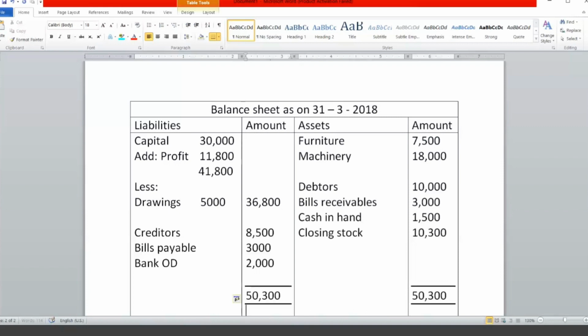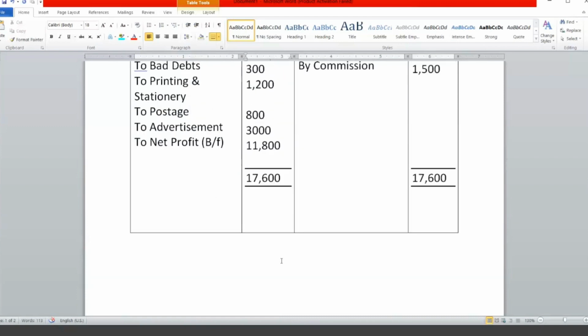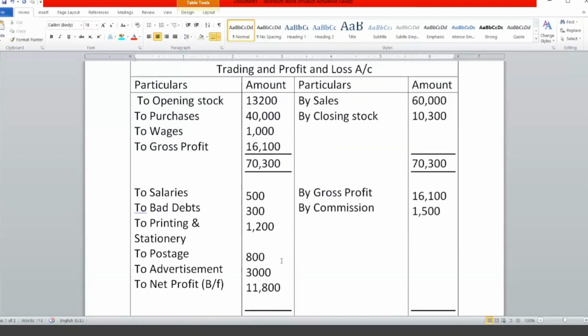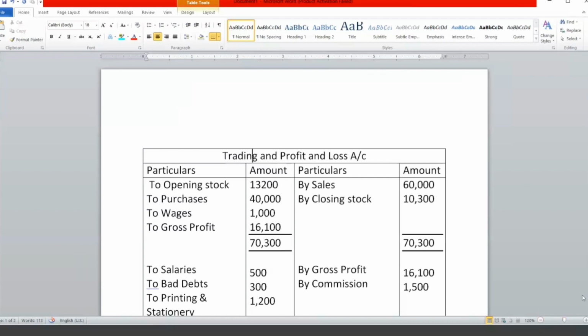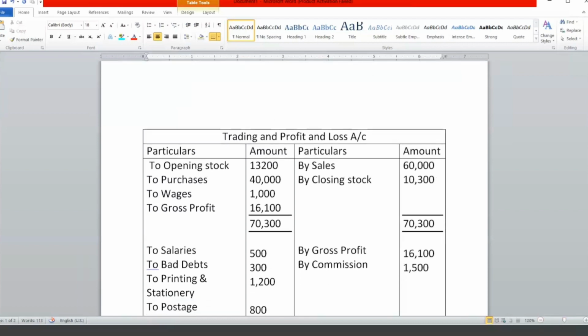So this is how you prepare the trading and profit and loss account and balance sheet. Hope all of you understood this. Please have a look at this. First check the question and cross verify which transactions will come in the trading account and which you can find in the profit and loss account. According to that, if you mark it, it will be very easy for you to complete. Check the full question once again.